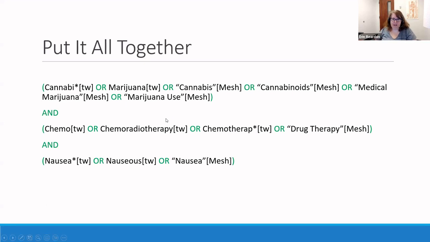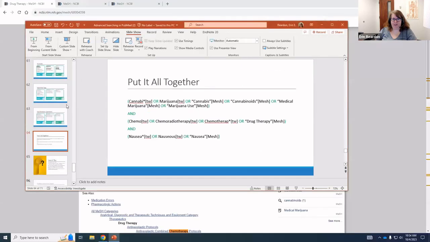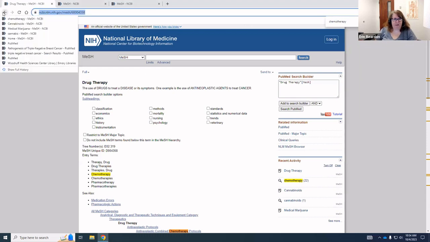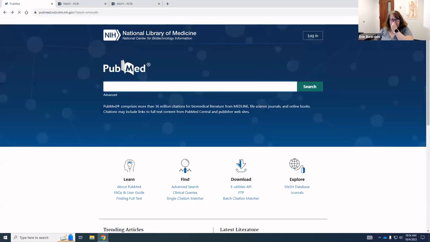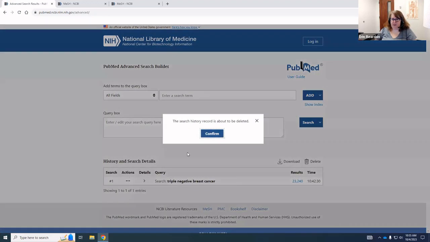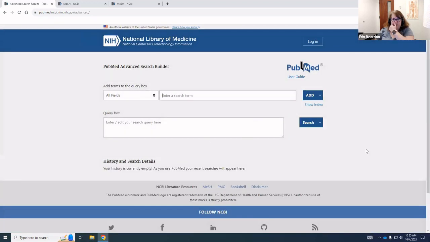But what I am going to do is show you how to search the concepts individually. We're going to go back to PubMed. I'm going to click on the advanced search. I'm going to get rid of the search that I already did, so it kind of keeps a history of the searches that you do.